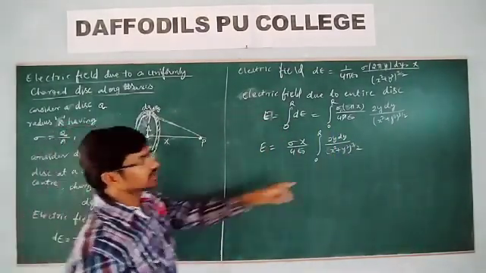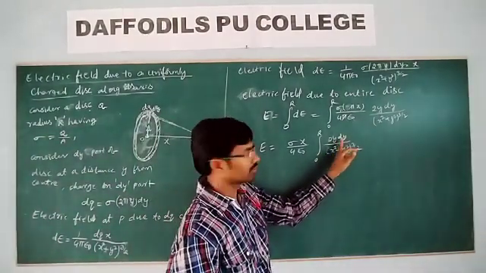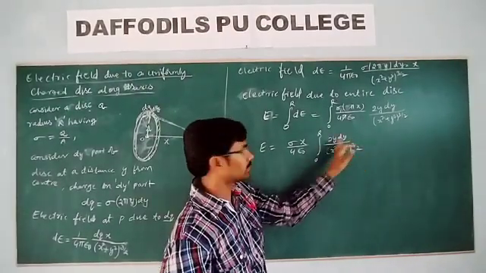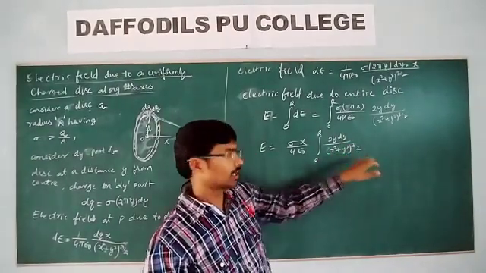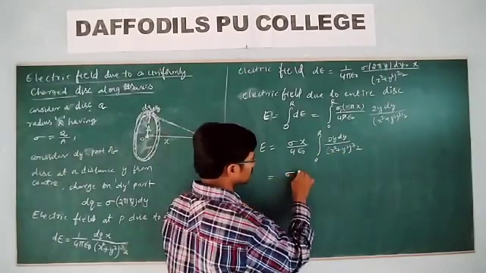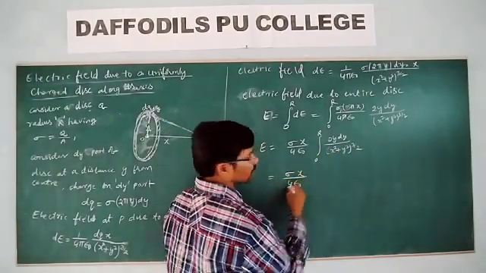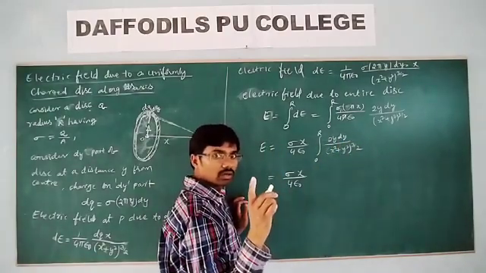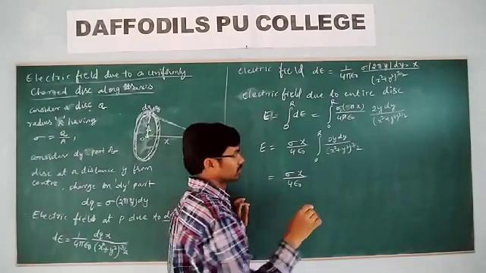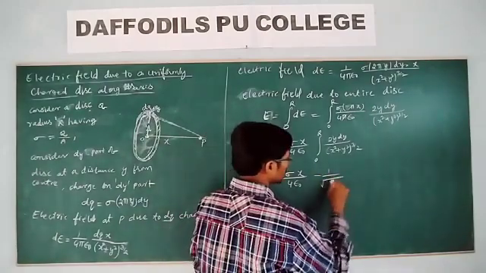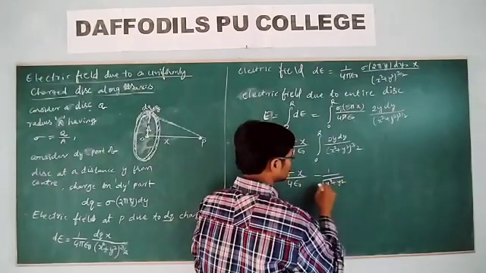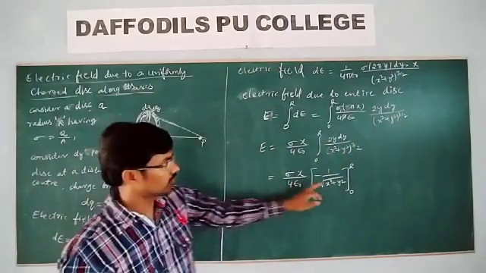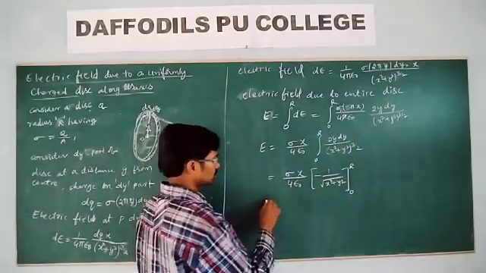And remember this value for y square, 2y dy. If you take y as x, y square is equal to x, from that you can do differentiation. But here, let me write sigma by 4 epsilon naught into this integration, which is minus 1 by root over x square plus y square. That is the limit 0 to r. We will start from 0 to r. Instead of y, first we have to substitute r.